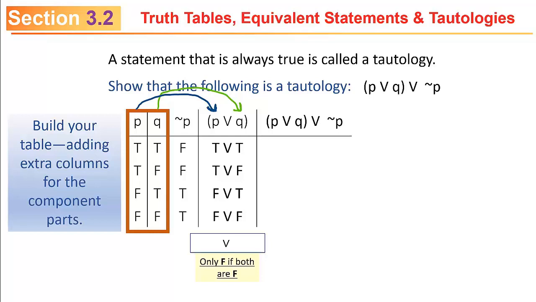In the first row, that leaves me true or true, true or false, false or true, and false or false. Now remember, with an or, it's only false if they're both false. So I might notice there's only one place where they're both false.